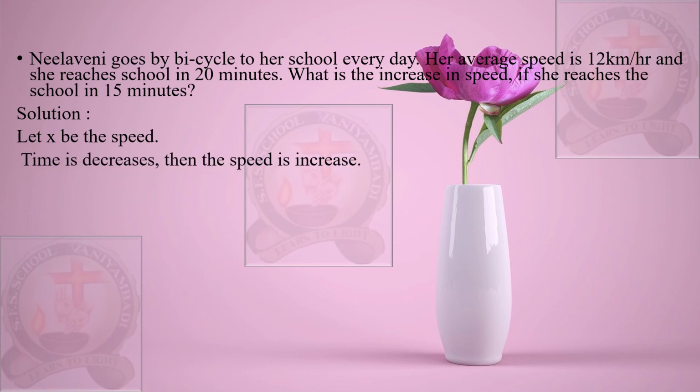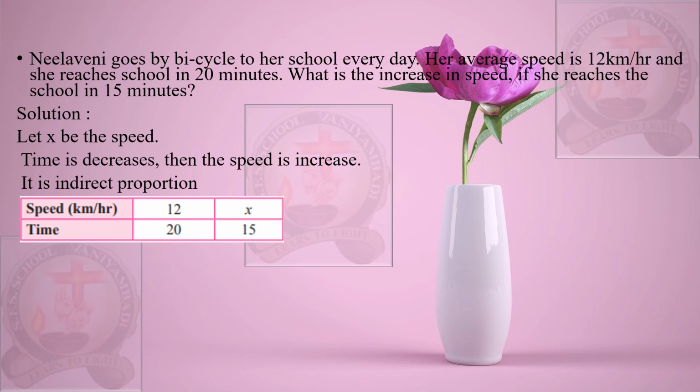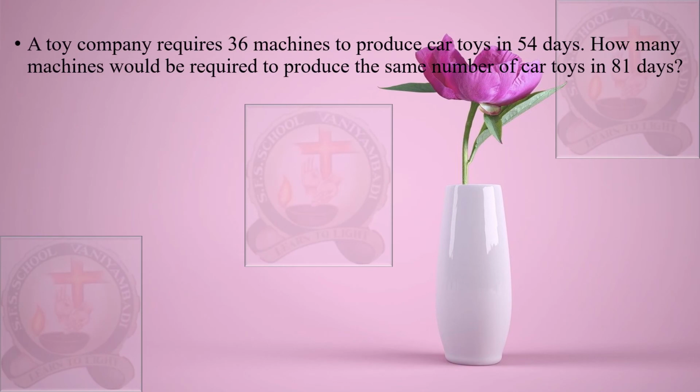Let x be the speed. Time is decreasing, then speed will increase. So it is an indirect proportion. The two quantities are speed and time. The increase in speed is 16 minus 12, which is 4 kilometers per hour.